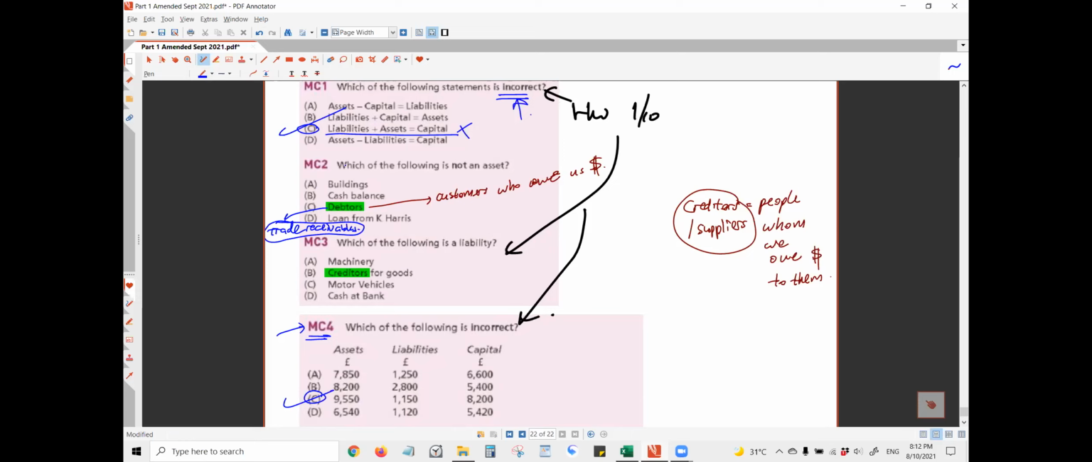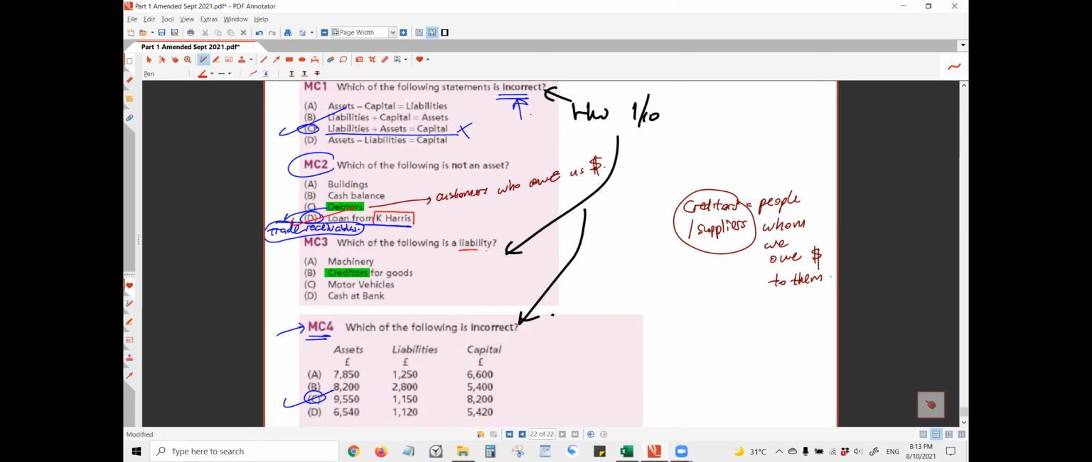So MC2 answer is D, loan from Harris. Because you borrow money from Harris, you borrow money from K. Harris, so we owe money to K. Harris. When you owe somebody money, that is a liability. That's why the answer is D for MC2.